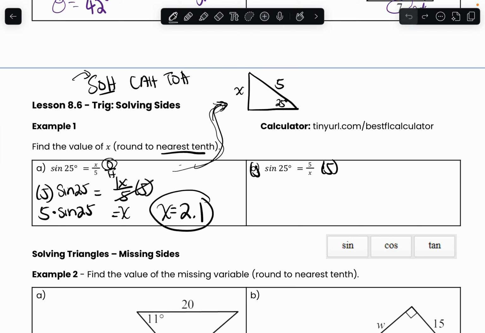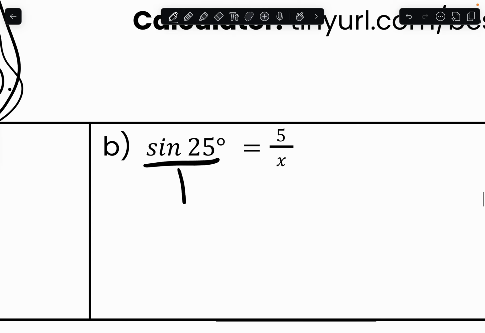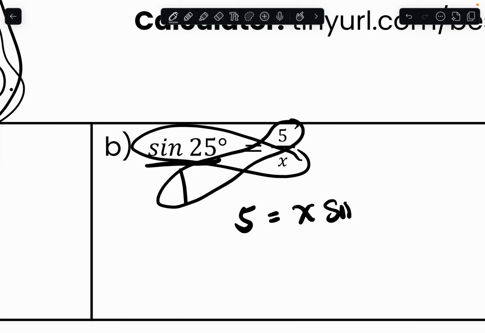So if you have a variable on the bottom, you need to cross multiply. So I'm going to put a 1 under my sine of 25. Now I can do my cross multiply. I'm going to do 5 times 1. This gives me 5. Now, sine of 25 times x gives me, on the other side, x times the sine of 25. Now, to isolate my x here, I need to divide both sides by the sine of 25. Remember, just view the sine of 25 as a number.